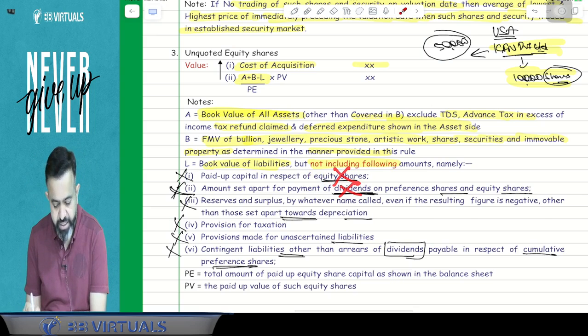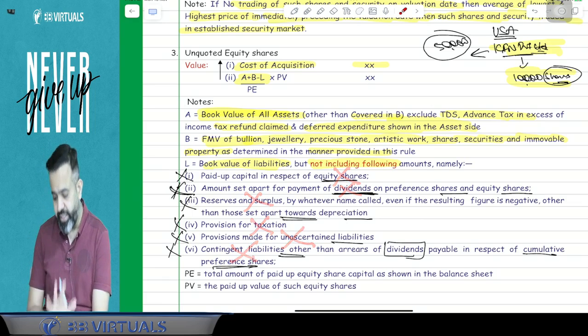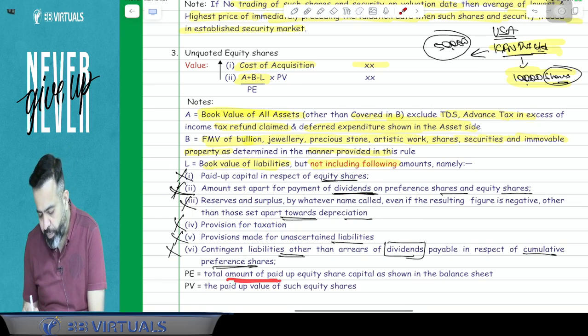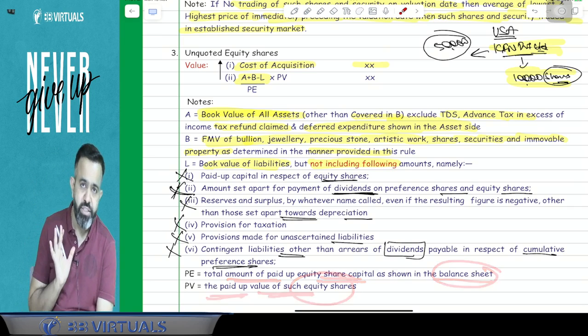So here, paid up equity share capital is not a liability. Dividend is not a liability. Reserve and surplus is not a liability. Provision for tax is not a liability. Provision made for uncertain liability is not a liability, and contingent liability is not a liability. Divide by total amount of paid up equity share capital as shown in the balance sheet, and multiply by the paid up value of each such equity share.